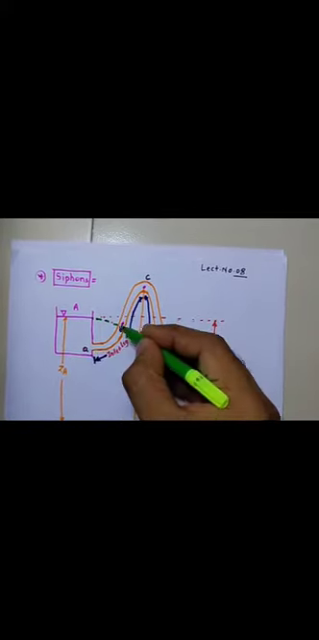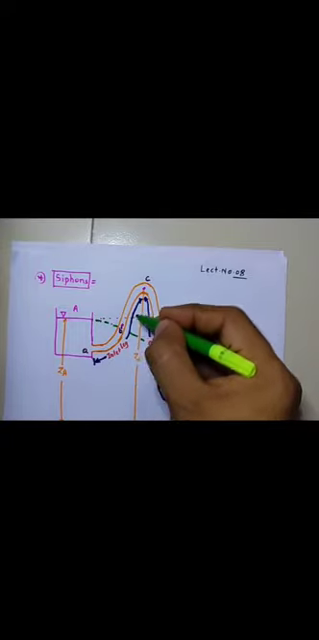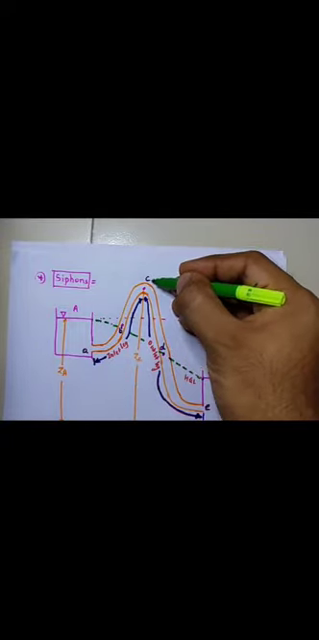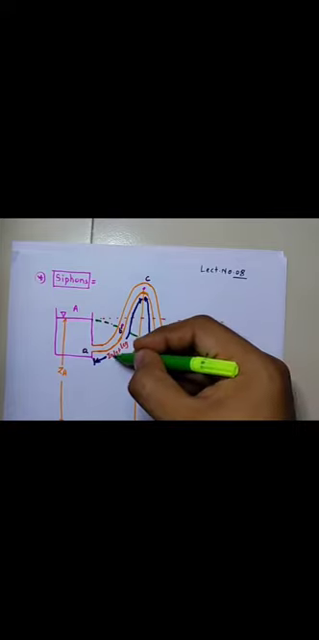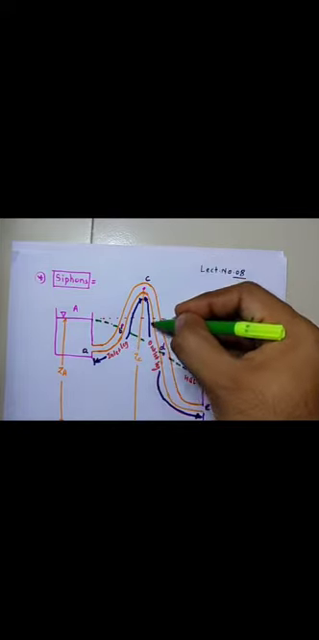Now in this figure, if you observe, this portion A, B, C is called the inlet leg, and this portion C, D, E is called the outlet leg. Now generally the inlet leg is always smaller than the outlet leg.